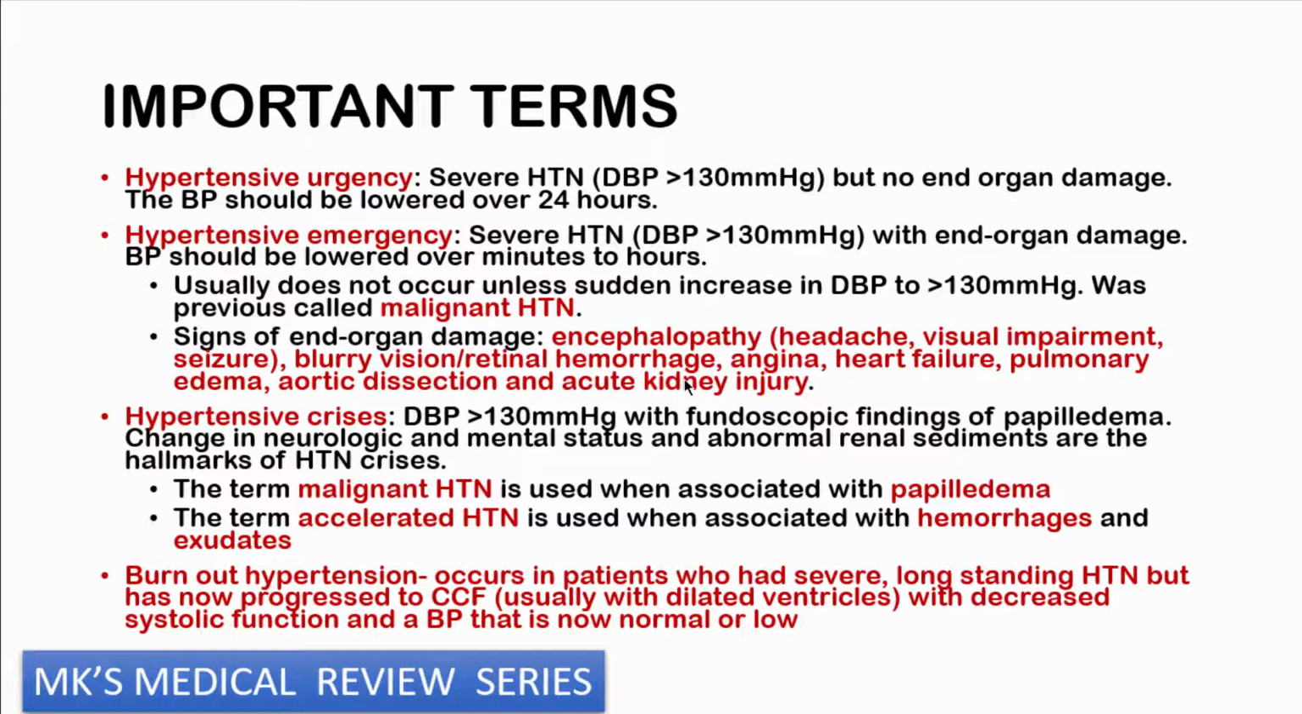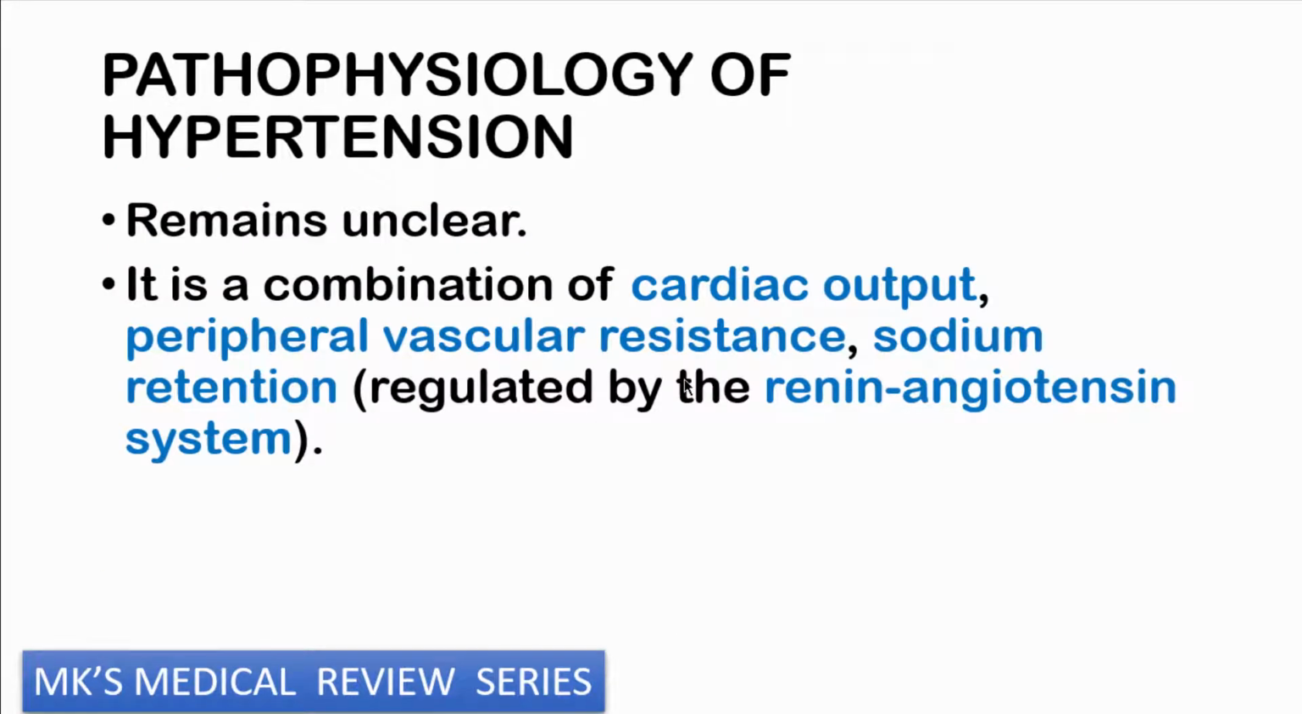Sometimes you may have an individual that has had hypertension that has been severe for a very long time, but then this has progressed now to congestive cardiac failure, and the ventricles have also dilated. So it means that they're going to have decreased systolic function, and when you measure the BP, you may sometimes see that the BP now is low or even normal. So you refer to that as burnout hypertension. Take note of these terms because they are very important to distinguish clinically, because how we're going to be managing them differs largely.